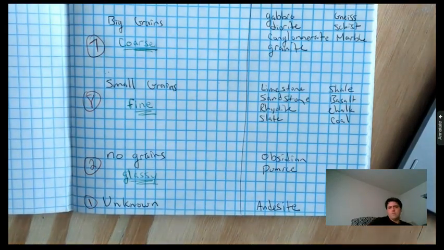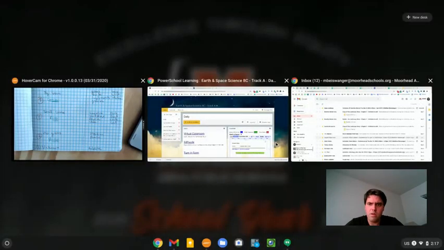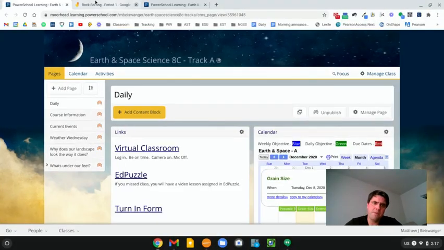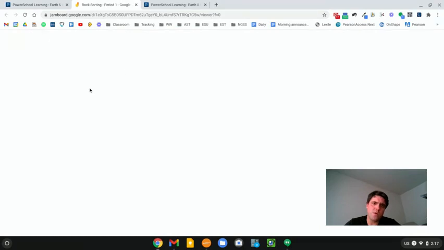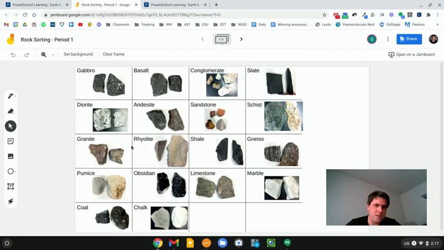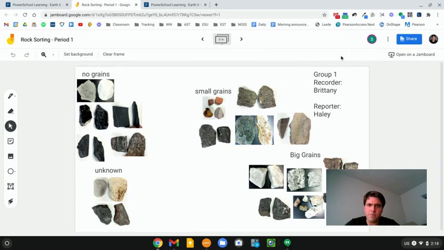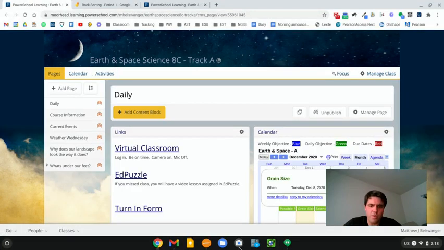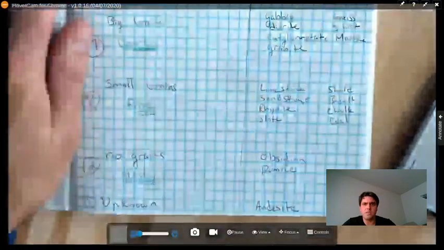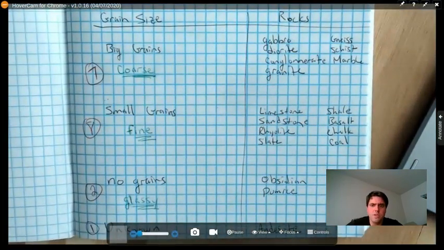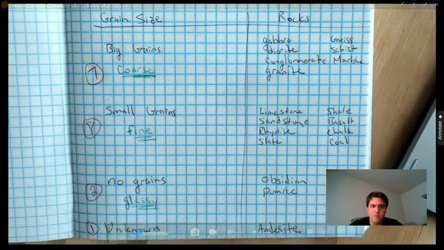We did work again with our Jamboards, sorting these rocks. I gave the categories and I sent people off in groups to work through and sort the rocks into the groups that they thought. And then we put those together and shared that as a class. So again, a lot of work on this Jamboard stuff, sorting and organizing rocks, and trying to come up with the best ways to organize these and what we need to know for the quiz on Friday.